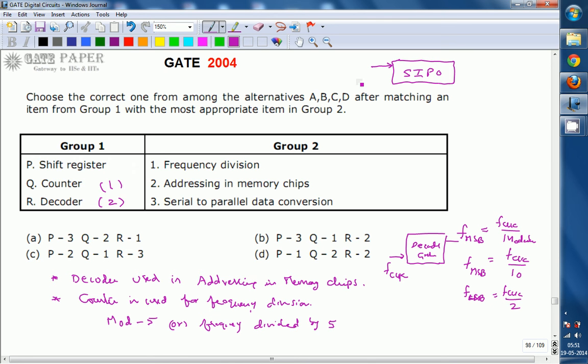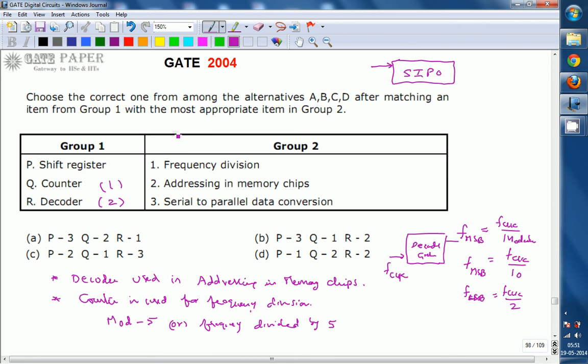Data is entered serially, one bit per clock cycle, into this shift register. After loading the shift register, all the bits can be taken out in parallel. While loading we go serially, one bit at a time. So serial in parallel out acts as serial to parallel data conversion.